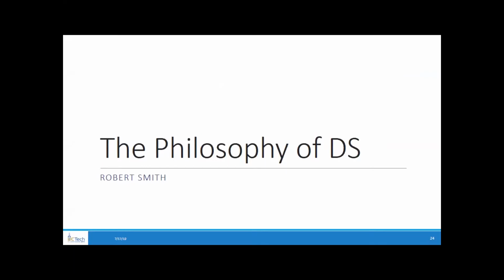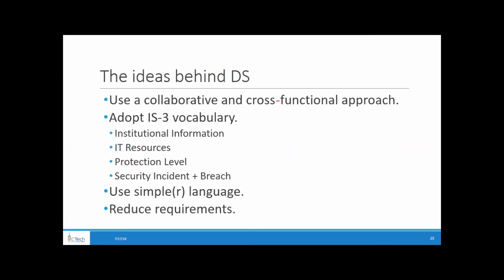All right, so I'm going to talk a little bit about the philosophy of DS. One of the things is that security is a dialogue, right? You don't just say do X and you're done. So the idea was to make it a collaborative and cross-functional approach. We talked about adopting the vocabulary. The key things are institutional information and IT resources. So gone is the concept of non-public information or sensitive or restricted. It talks about institutional information and IT resources and protection level. So it uses the IS3 vocabulary.